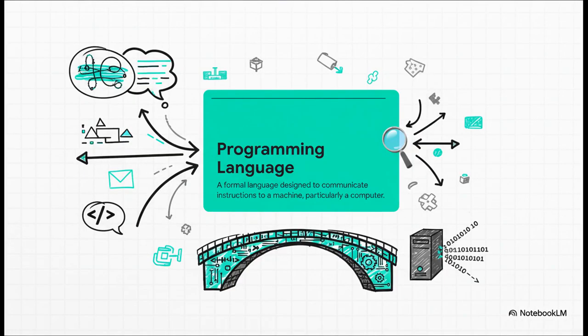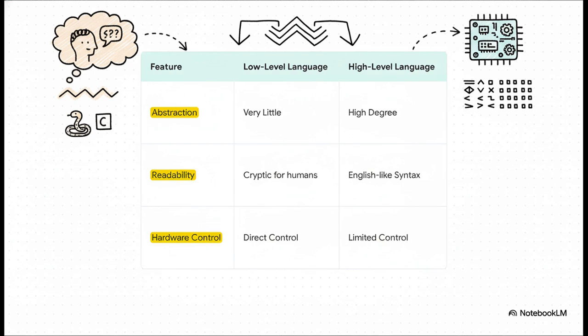Well, the first piece of this puzzle is the whole idea of a programming language itself. You've got to think of it like a specially designed bridge. It's a formal, really structured language that lets us humans write down our ideas and our logic in a way that can be systematically translated for the machine. It's the middle ground. But not all of these bridges are built the same. They exist on a kind of spectrum.